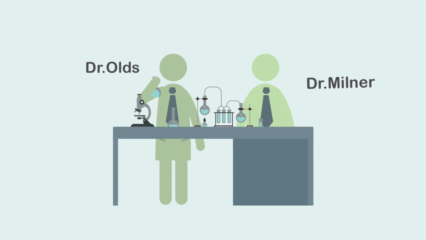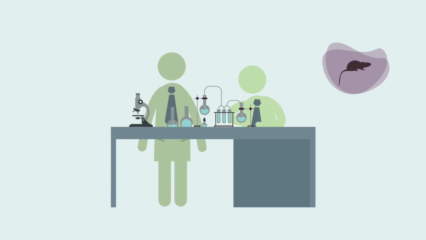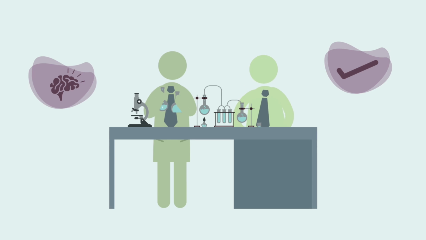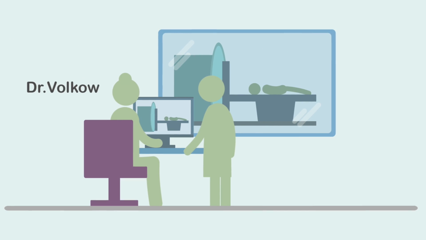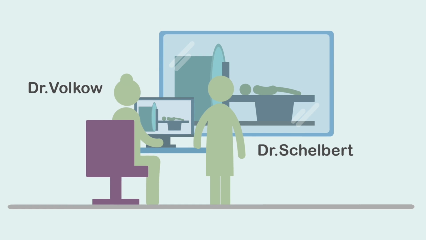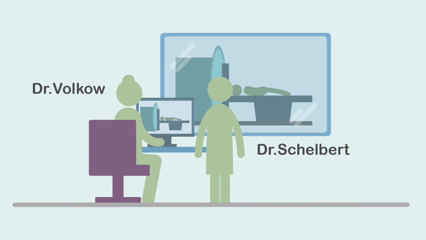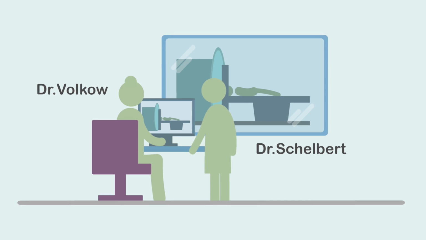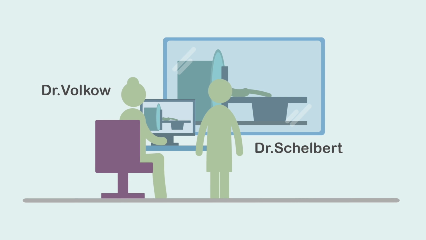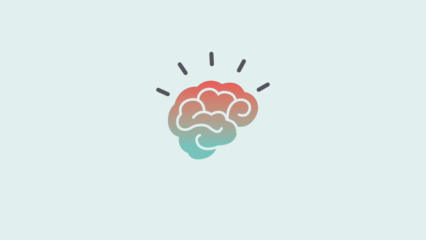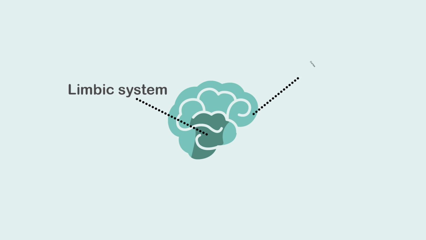Doctors Olds and Milner, in laboratory studies of rats, found the parts of the brain affected by addiction. But then, in 1994, Doctors Volkoff and Schelbert, top neuroscientists, ran PET scans of the brain that showed the effects of substance use disorders. Like other diseases, these scans showed it affected tissue function. There are 2 main parts of the brain affected by drug use: the limbic system and the cortex.